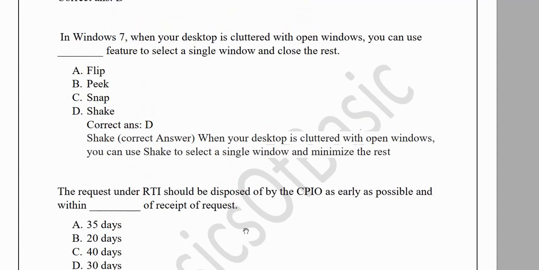The request under RTI should be disposed by the CPO as early. This is also a very easy question. So it is 30 days. So 30 days of time will be provided by the CPO. So this is for the request, the first thing.